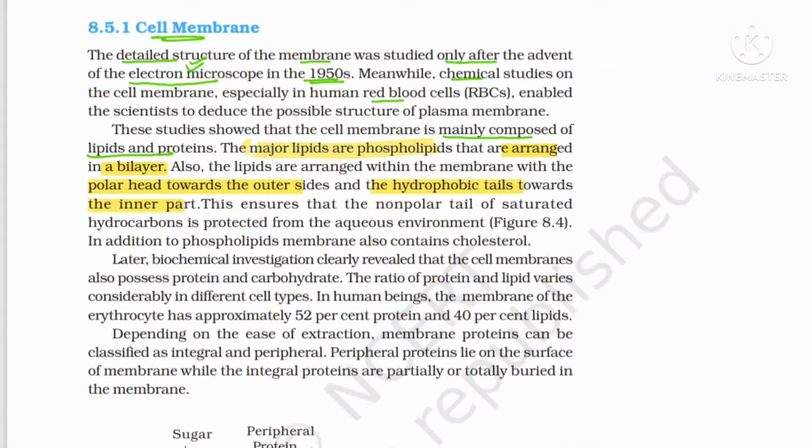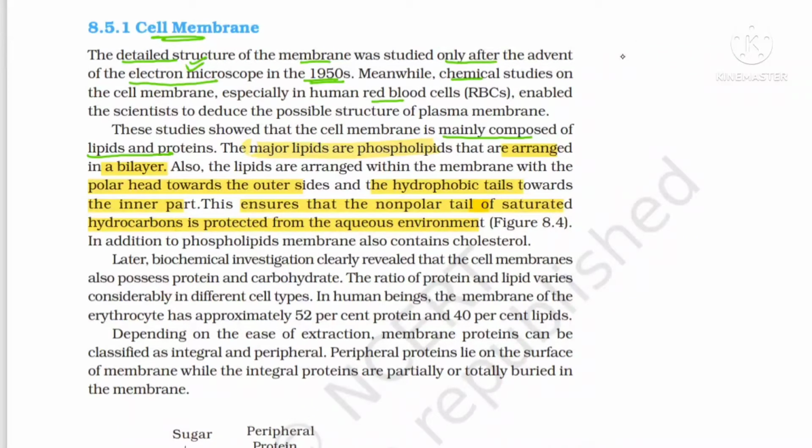Why are they doing this arrangement? Just to ensure that the non-polar tail, which is made up of saturated hydrocarbon, is protected from the aqueous environment. That is why they come as a bilayer.